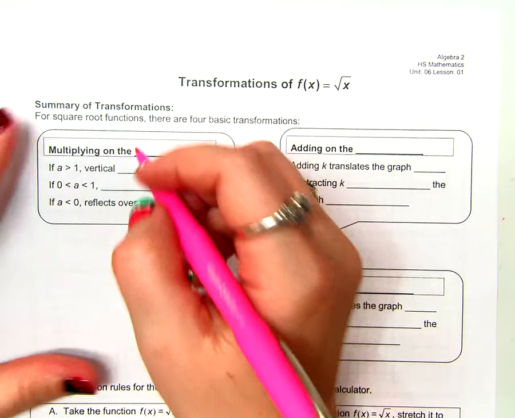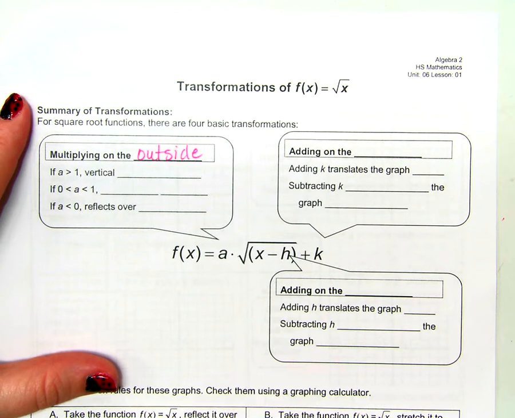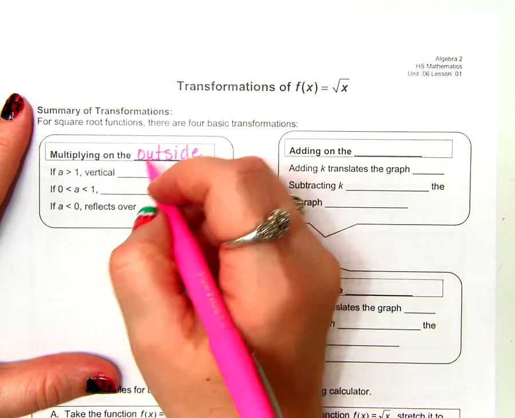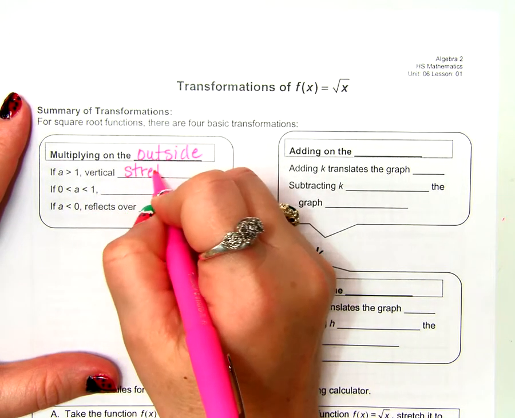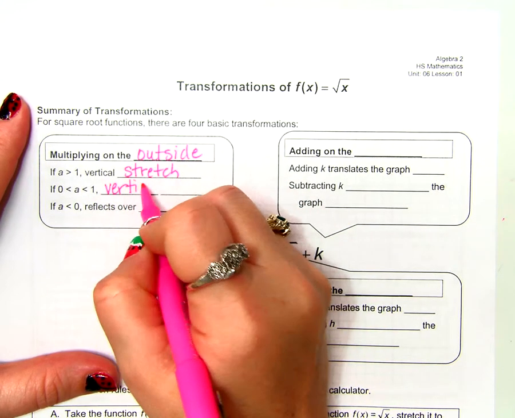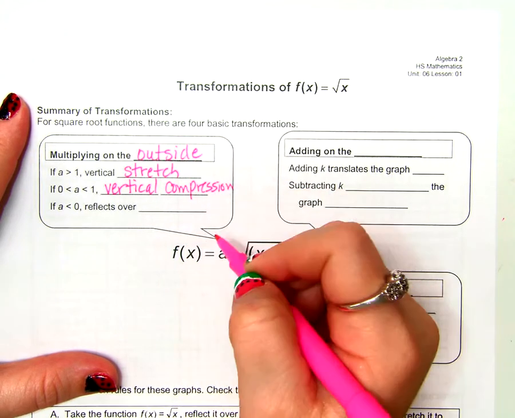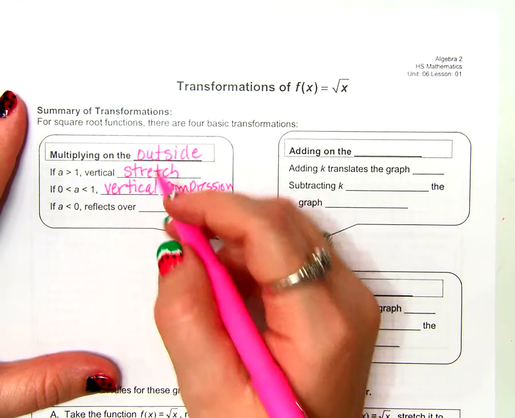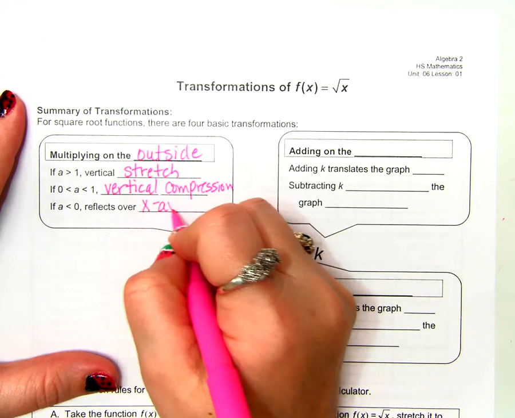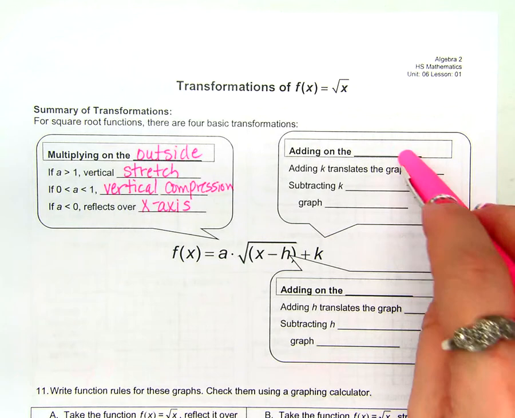If we are multiplying on the outside, then what? If a is greater than 1, we have a vertical stretch. If a is between 0 and 1, I have a vertical. Sorry, I didn't mean to tell you part of the answer. And if a is less than 0, very good. Reflects over the x-axis. So which one are you going to do next, top or bottom?